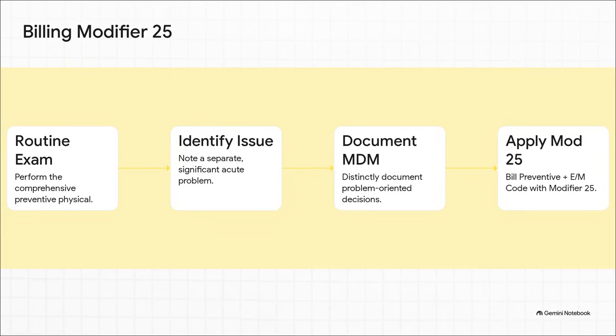Say a patient comes in for a routine physical, but they also require significant evaluation for sudden severe abdominal pain. We're talking lab orders and medication management. You absolutely must distinctly separate the preventative elements from the problem-oriented medical decision-making right there in your chart note. Then and only then can you successfully co-bill a preventative code alongside the EM code appended with Modifier 25.